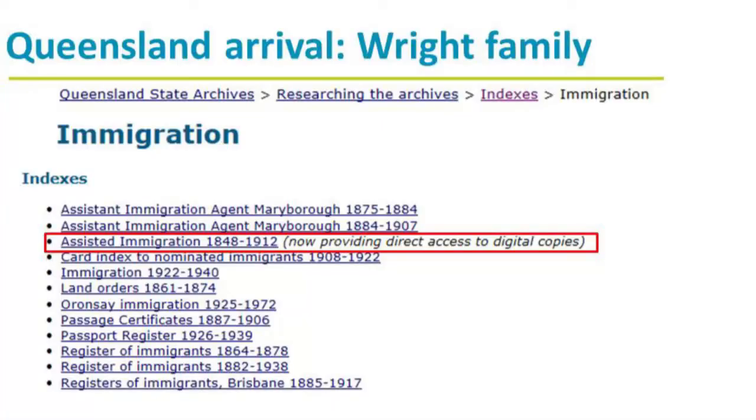So this is what the indexes would look like when you go to the State Archives website. And the one we particularly want is the assisted immigration. And you'll notice there that it gives you access to digital copies. So we hold those passenger lists here at the library on microfilm, but they've been digitised, so it's something that you can print out or save at home.